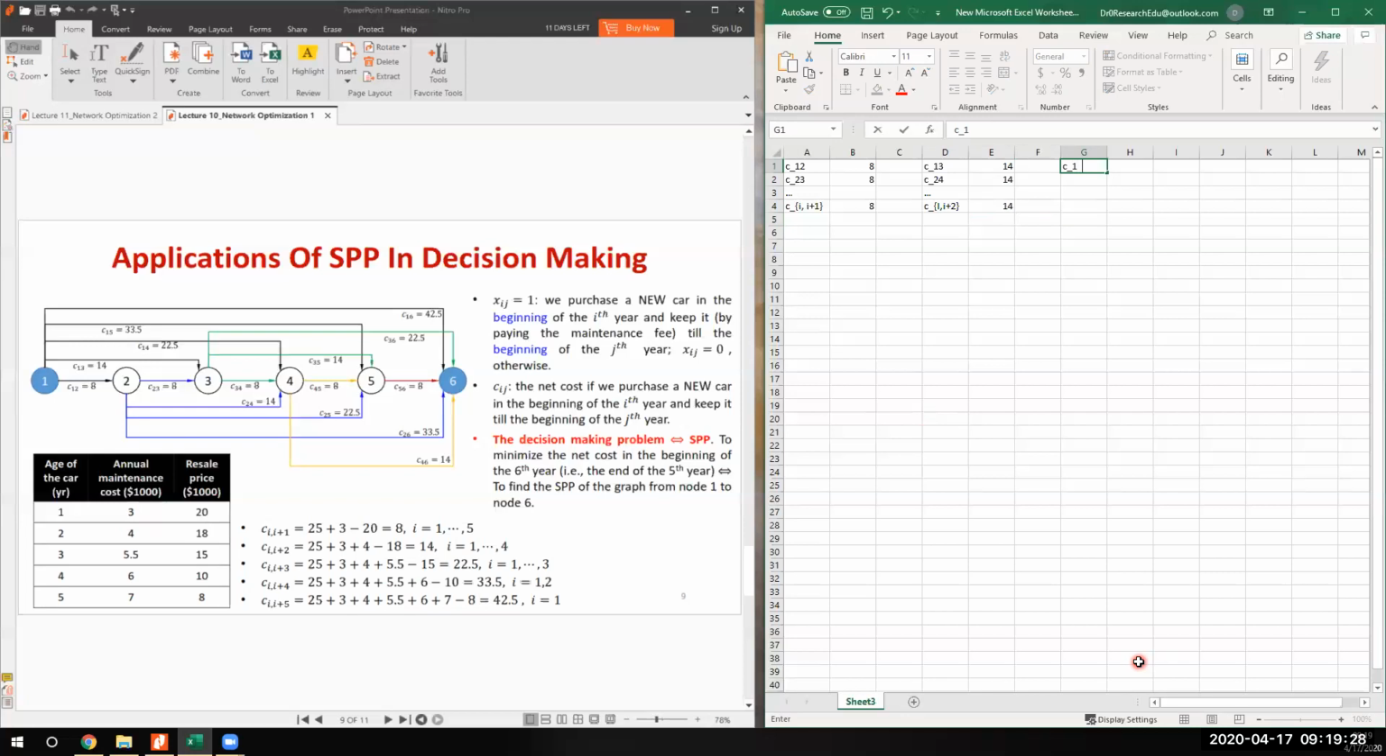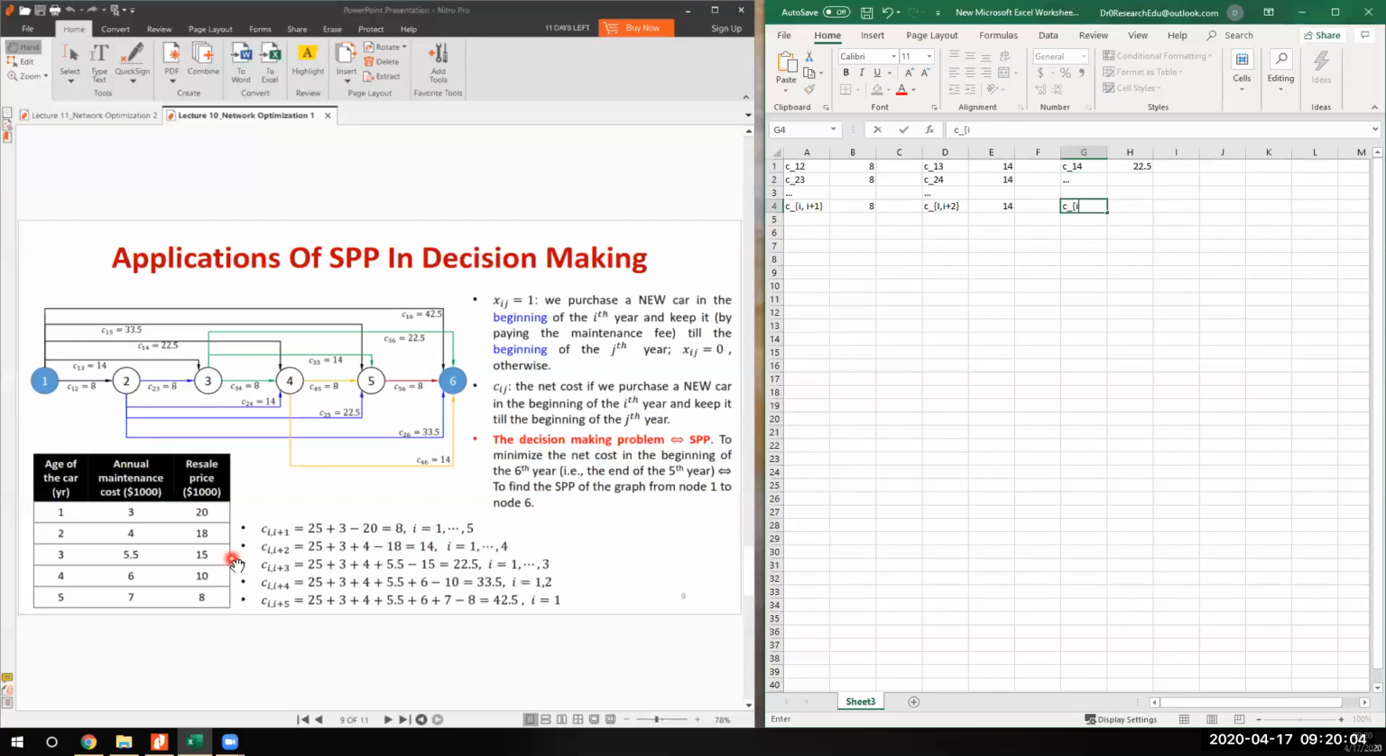Okay. And then exactly the same, what if I purchase a new car in the beginning of the first year and I sell it in the beginning of the fourth year? What's going to happen? Similar, right? You're going to pay 25,000 for the purchase, and then you're going to keep it for 3 years. So you're going to add 3 plus 4 plus 5.5, and how much can you get back when you sell the car? $15,000, and it's going to cost you 22.5 thousand. Oh, that's a lot actually. Seriously, 22.5 thousand. That's close to the new purchase price.